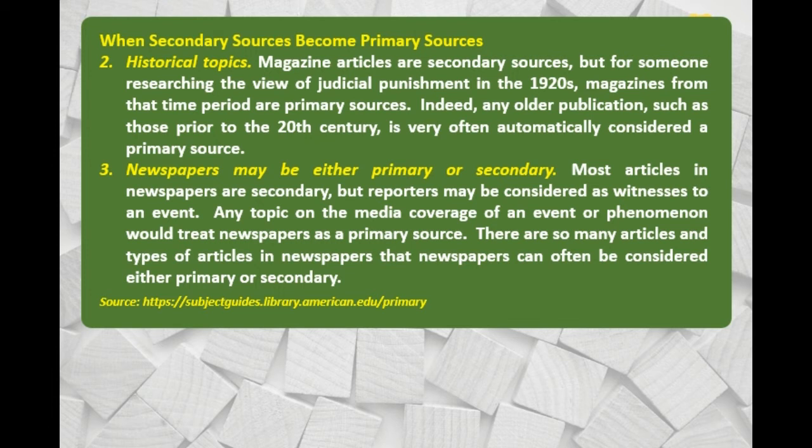Most articles in newspaper are secondary, but reporters may be considered as witnesses to an event. Let's say the Olympic 2020 in Tokyo. If the reporters are writing the article right from the stadium in Tokyo, then the article will become a primary source. Okay. And then any topic on the media coverage of an event or phenomenon would treat newspaper as a primary source. There are so many articles and types of articles in newspaper that newspaper can often be considered either primary or secondary.